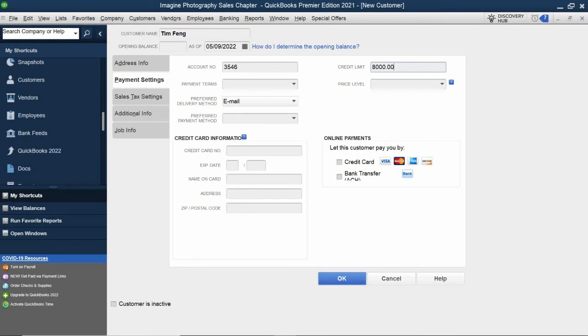Because that's a lot of money that an individual can owe us. So we want to make sure that we do have a cap maximum right here. So then in case that we ever go over the limit, it will flag us saying, hey, this person's about to go over the limit. Are you going to reject their sales or are you going to say it's okay? Right? All right.